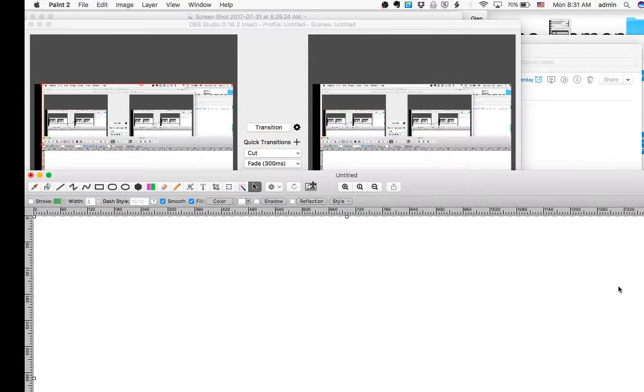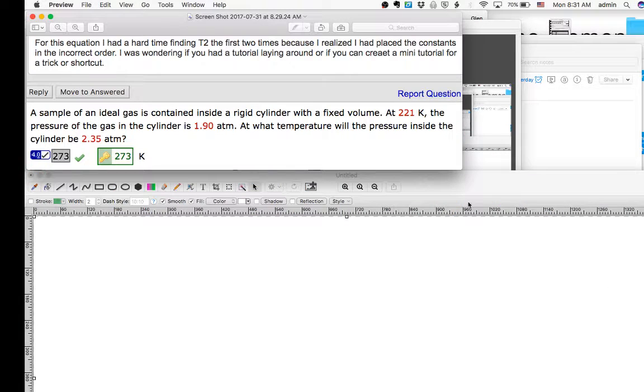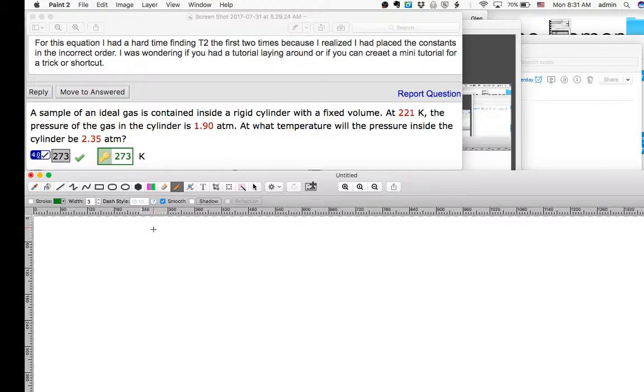Hello, folks. I have a question here. A very nice question. Finding the T2, because it's sometimes confusing which one is T1, which one is T2. There isn't a systematic way that will work every time that I know of. But generally, this is what you do.